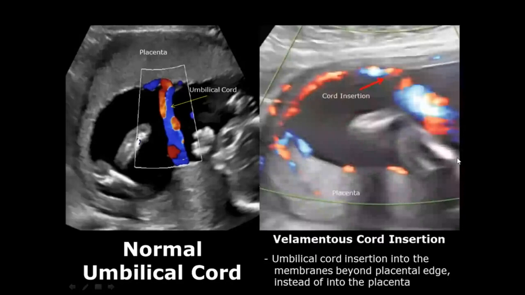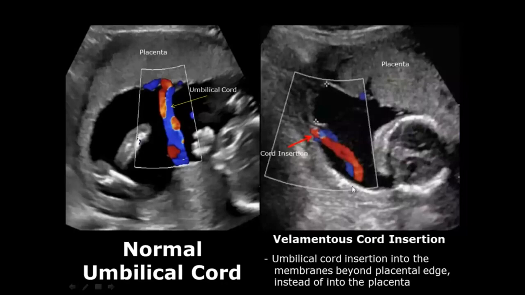A velamentous cord insertion is a more serious abnormality in which the umbilical cord will insert into the amniochorionic membranes instead of directly into the placenta. The blood vessels travel through these membranes and then reach the placenta. These blood vessels are not protected by Wharton's jelly. That's why they are more prone to rupture.